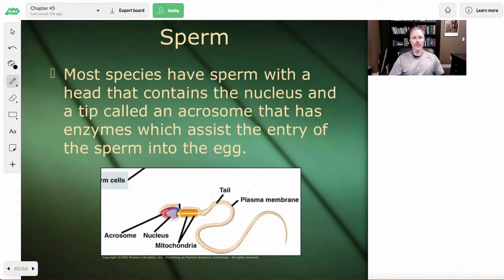The sperm in most species contains the nucleus, which contains, of course, the genes, and then an acrosome, or the tip of the sperm, which is going to contain some enzymes which assist the entry of the sperm nucleus into the egg so that you can restore the ploidy, so that you can go from the haploid egg and the haploid sperm to give rise to that zygote, which is going to be the diploid organism.